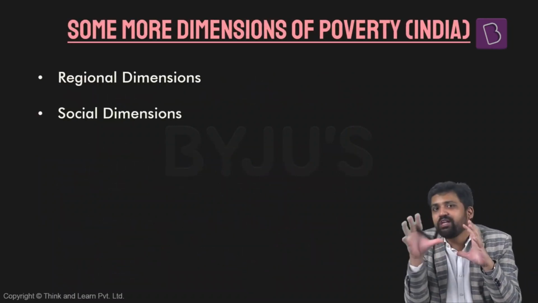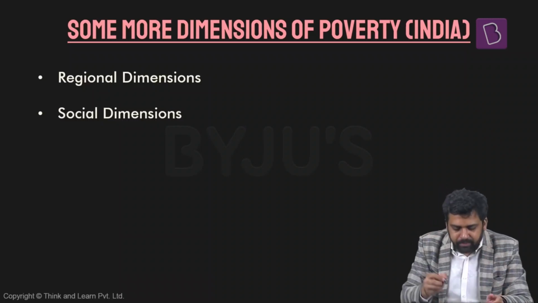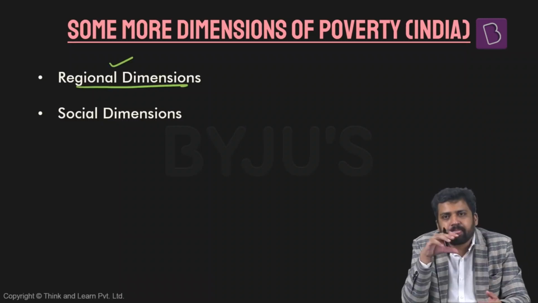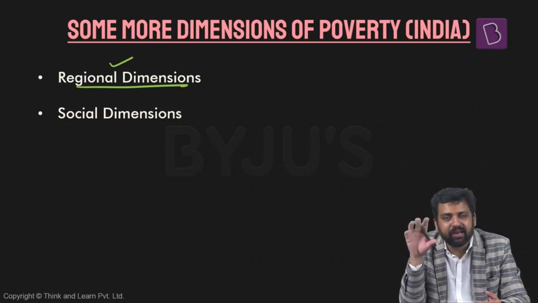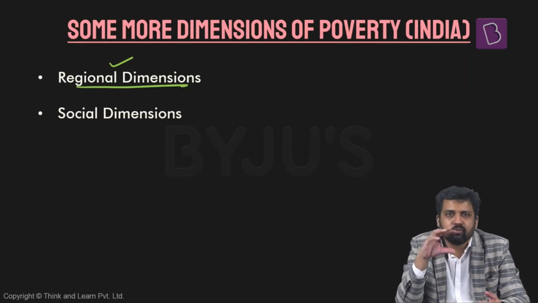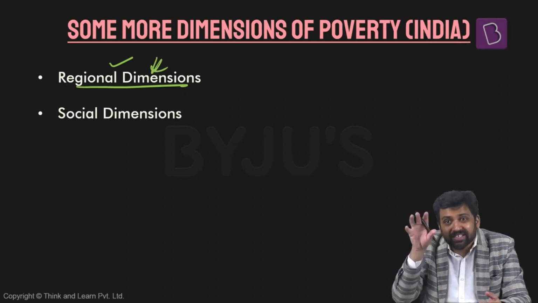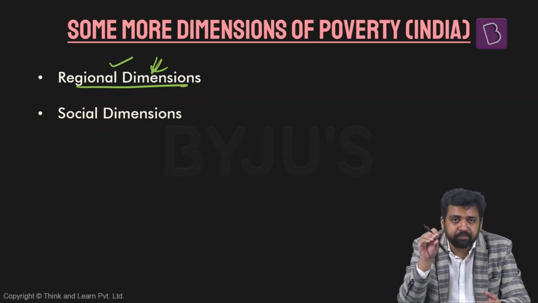But this does not mean that we have covered all the different dimensions of poverty. Poverty also has some other dimensions. For example, poverty has regional dimensions as well. It's not that poverty is uniformly distributed throughout the state, throughout the society. There are certain pockets, certain places where you will have more prevalence of poverty, right? So there is a regional dimension. There are some states which have high poverty numbers. There are certain regions within states where you have high poverty, right? So there is a regional dimension.